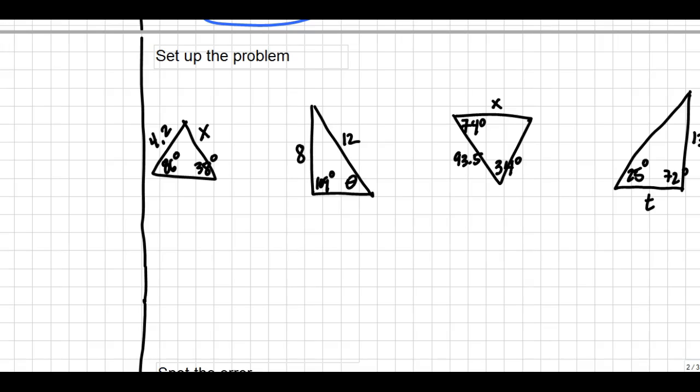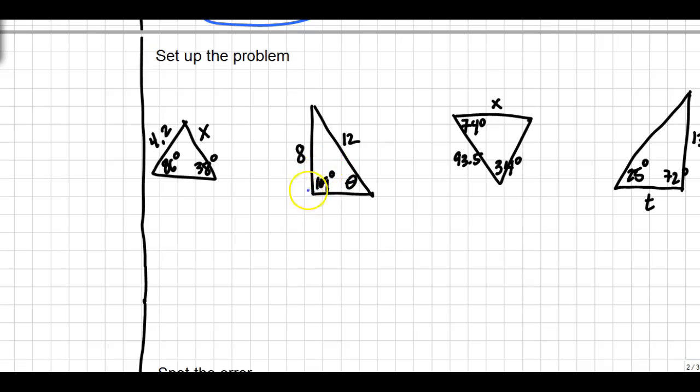The next thing that I'd like students to attempt here is something called set up the problem. I've given you 4 triangles here, and they are all needing to be set up with the law of sines. So I'd like you to set them up on your own, keeping in mind that some of these are a little bit hard to read, and for that I apologize.